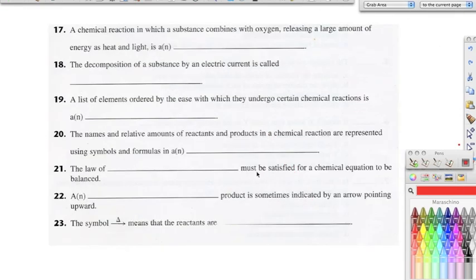Okay, guys, moving on to 17. It says a chemical reaction in which a substance combines with oxygen and releases a large amount of energy, heat, and light. This is a combustion reaction. The main thing that I want you to know about a combustion reaction is basically that it has the products of carbon dioxide and water. Okay, main thing we need to know is just the products are carbon dioxide and water.